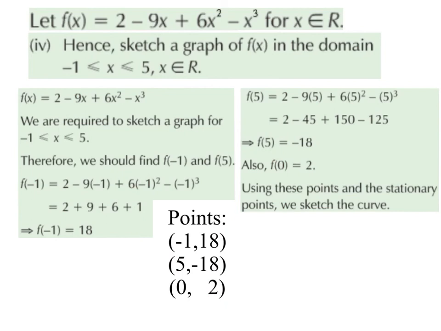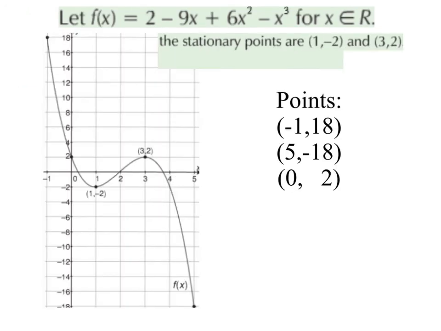So in general, whatever domain they ask you to sketch your graph in, you're going to substitute in the lower x value and get out a y value. In this case it was minus 1 and we got out 18 for our y value. You're going to substitute in the largest x value, in this case 5, and we got out minus 18. And then you should also sub in 0 to see what your y value will be. So you're going to need 3 points, and also the stationary points, to sketch the curve.